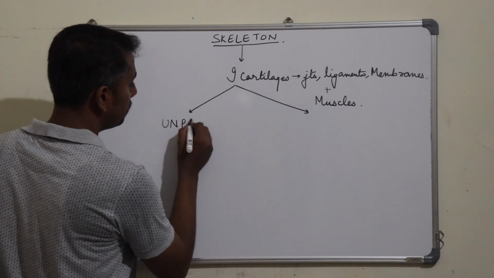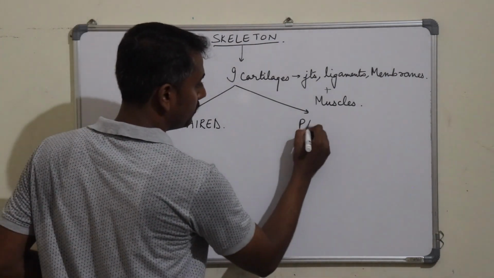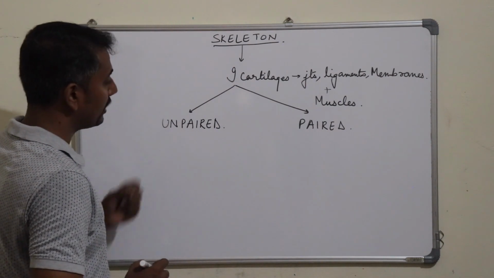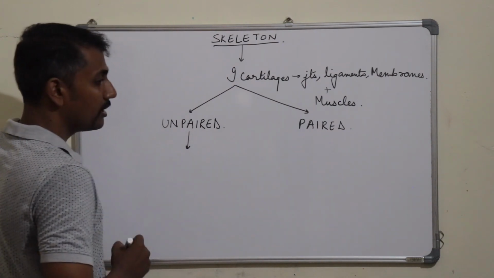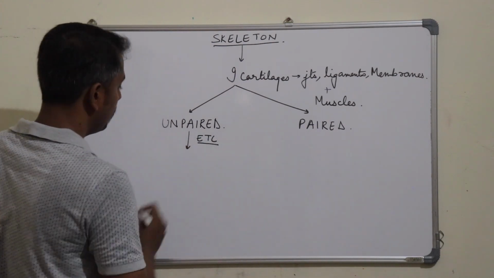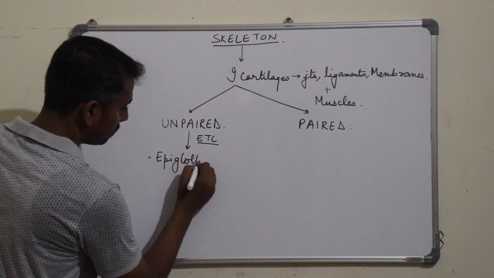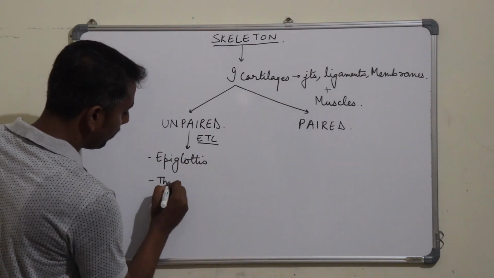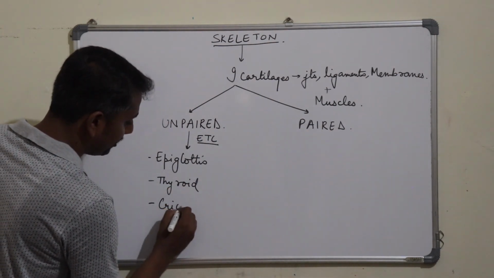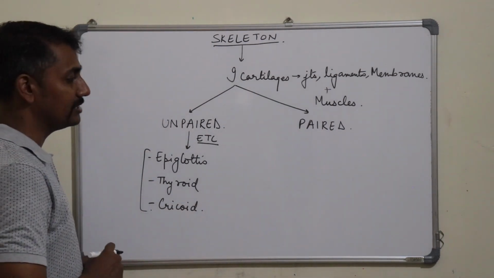unpaired and paired. Unpaired cartilages are 3 in number, which can be remembered by the mnemonic of ETC: E for epiglottis, T for thyroid cartilage, C for cricoid cartilage. These 3 are unpaired cartilages.